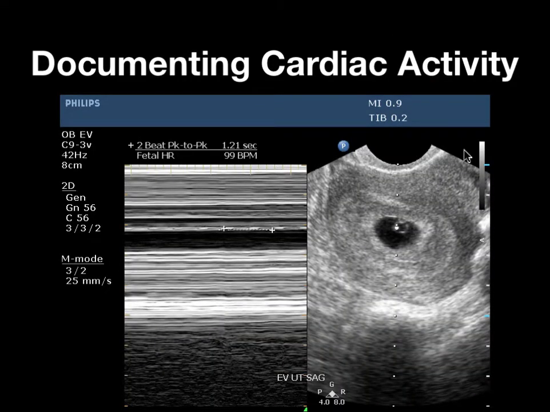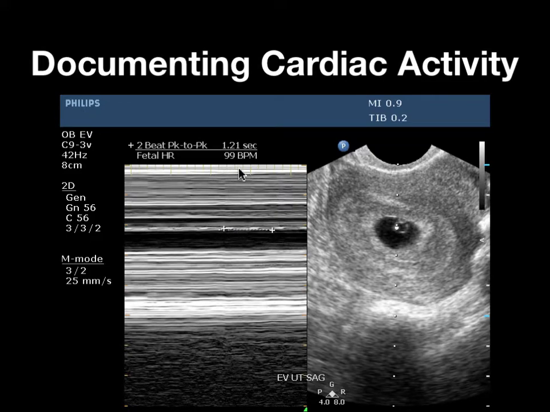If you document cardiac activity on a static image, you're going to use M mode. Here we've got a split screen image. This is the two-dimensional image. This is the M-mode image here. And you can see here is the yolk sac. The gate is over the embryo. And here you can see the cardiac activity on the M mode, and we're able to calculate that, and the heart rate is 99.